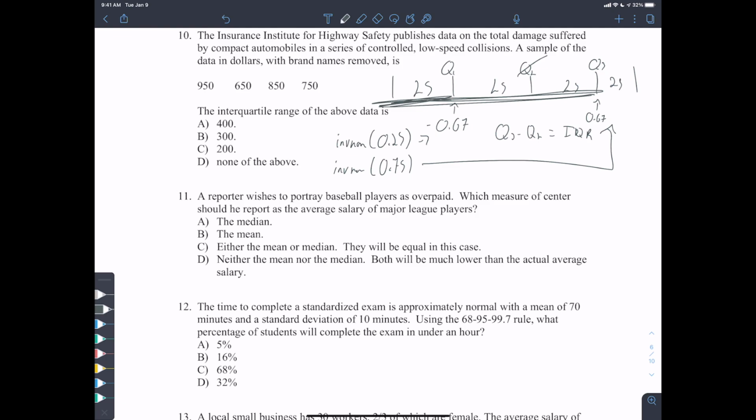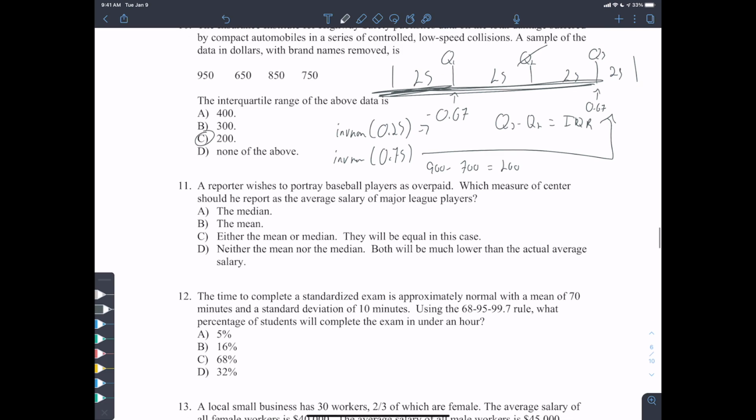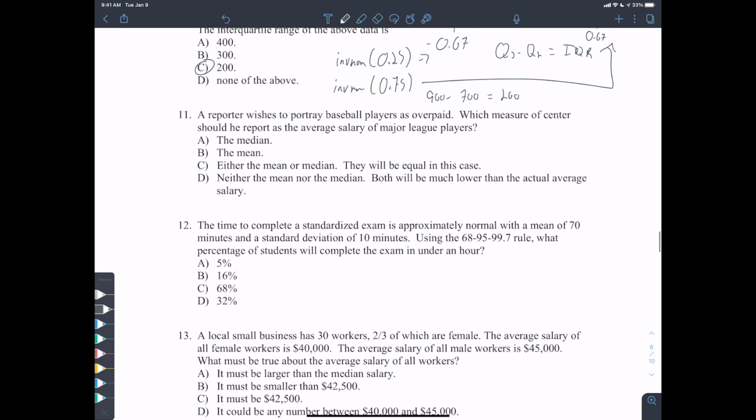So the way I recommend doing it: go in your calculator, go to stat, make a list, put these values into the list, click on your one variable statistics, calculate it, and it just gives you Q3 and Q1, which is 900 minus 700, which is 200. So C is going to be your answer for that. There's really no need to overcomplicate that, just learn the calculator function, you'll be fine.